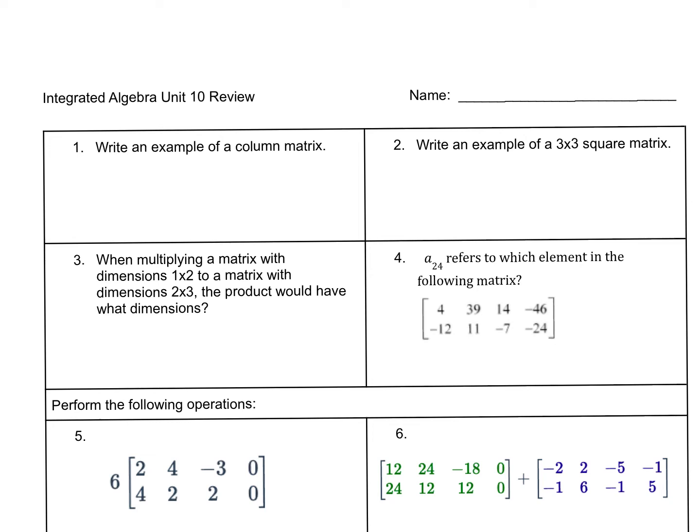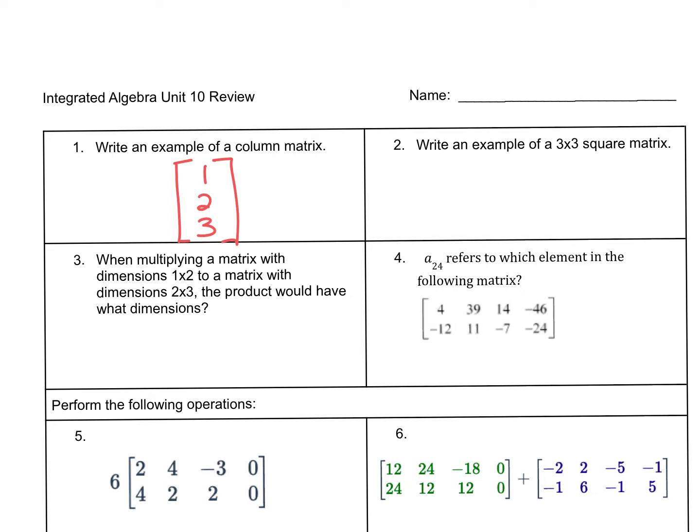Question 1 says, write an example of a column matrix. What's a column matrix? How many columns? 1. Just one column, and columns are horizontal or vertical? They're vertical. So this would be an example of a column matrix, right? Yeah. I can put any numbers in there. It does not matter what I put.